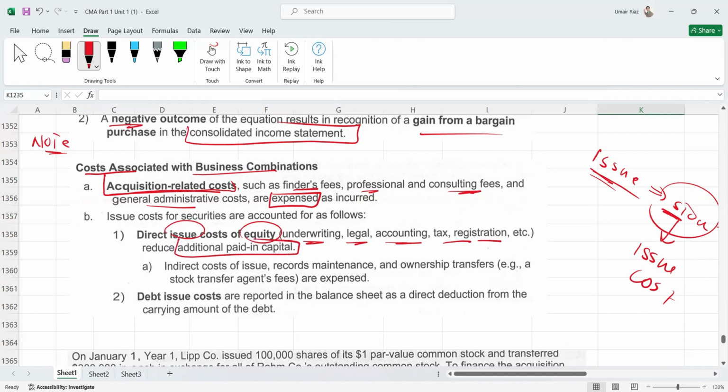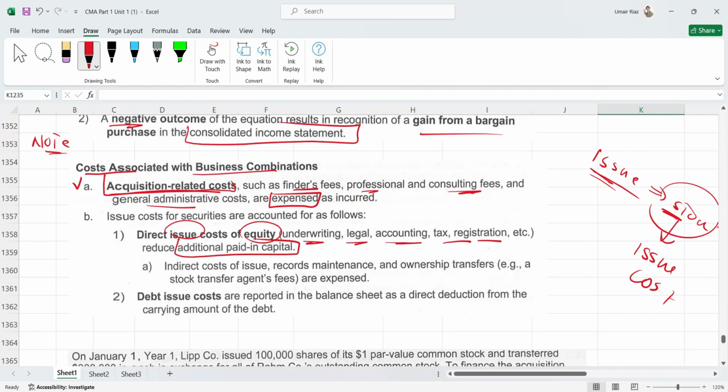Okay. Entries, I'm just explaining here. I just told you that acquisition related cost you will record as expense. Entries I'll show you, don't worry. And if issue cost is relevant to the equity, that will be paid from additional paid in capital.